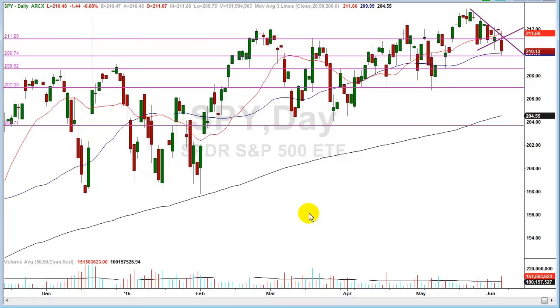But if we do, and the market firms up on these numbers here, especially if we get back over 2100, then that should be bullish. And it should be setting up for the one more push that I keep waiting for, and it hasn't happened.